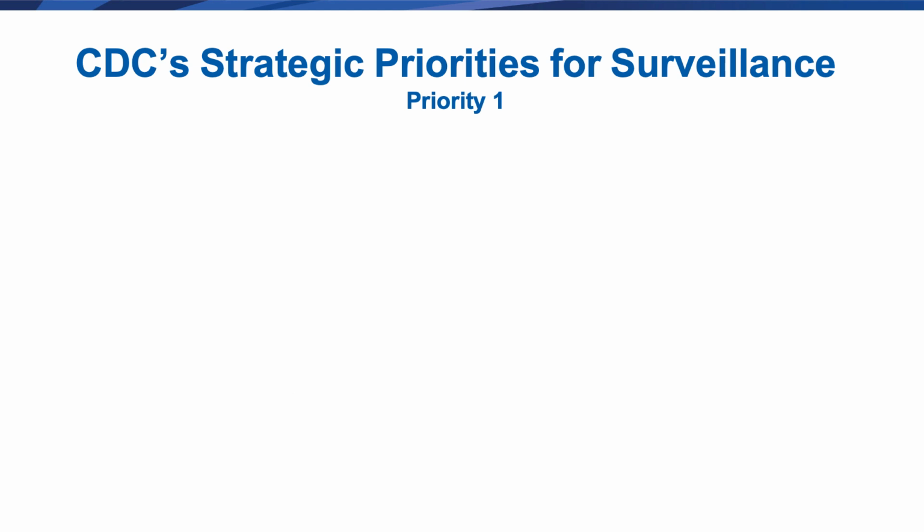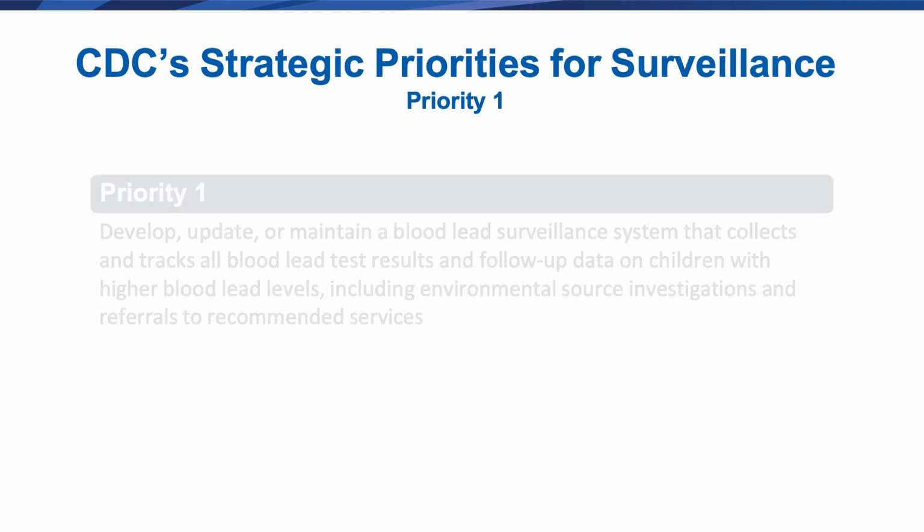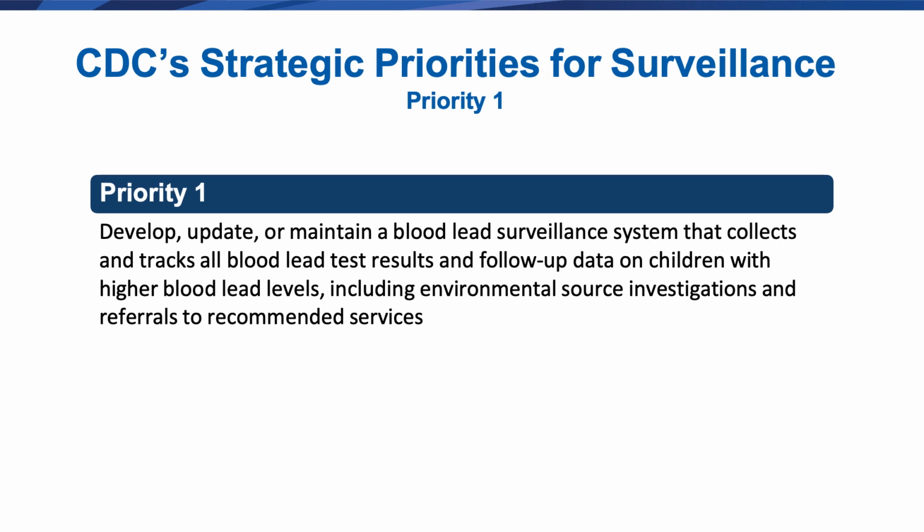The CDC has identified 3 main priorities relating to surveillance of lead. Priority 1 is to develop, update, or maintain a blood lead surveillance system that collects and tracks all blood lead test results and follow-up data on children with higher blood lead levels. This includes environmental source investigations and referrals to recommended services.